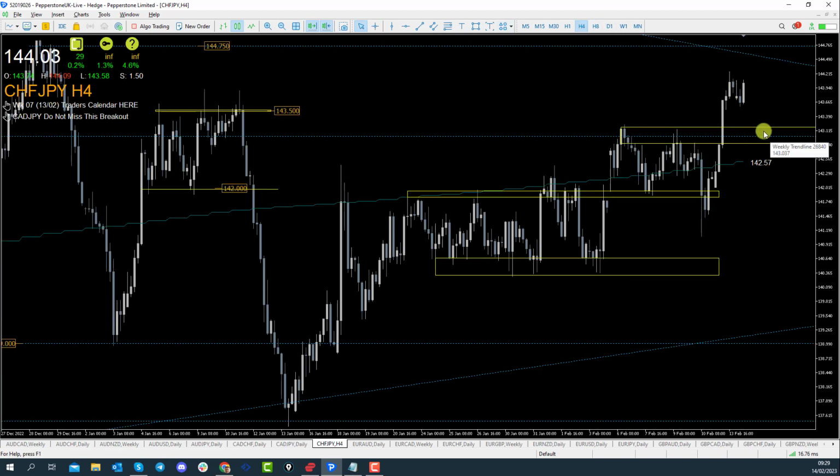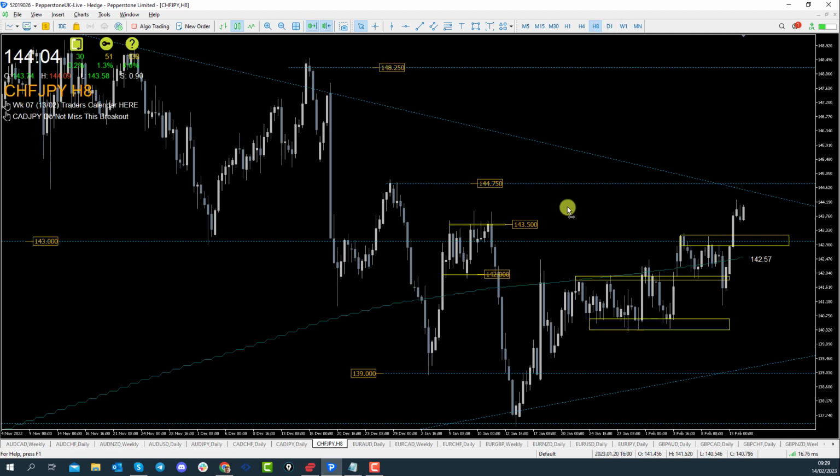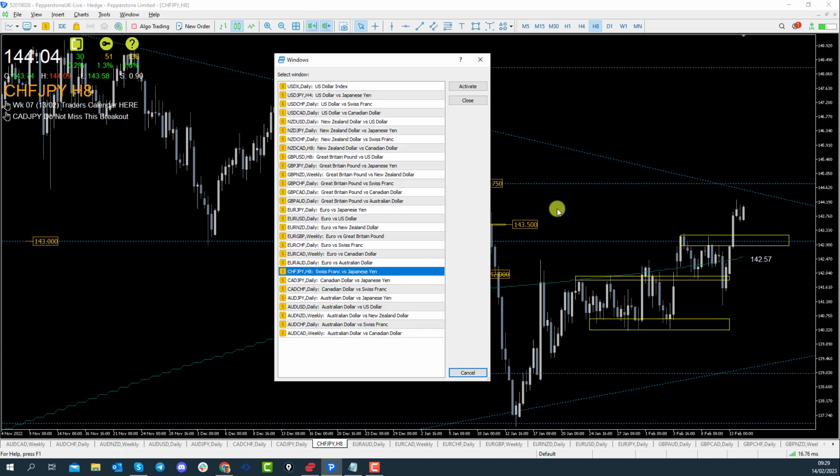I like the idea of being long around 143. If price can come back down here, form some bullish price action, that would be a good idea to look for some opportunities around there. I did say we'll talk about cable, so I am going to go on to cable now.